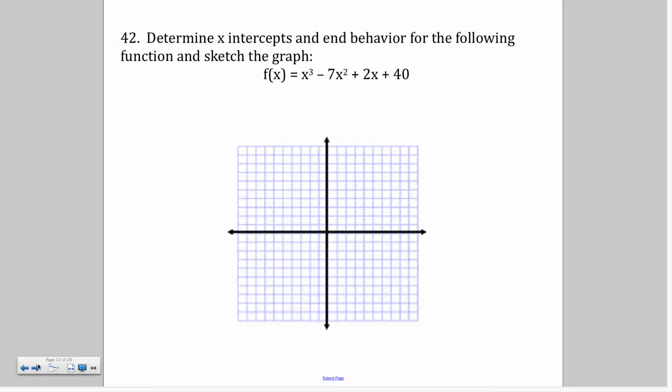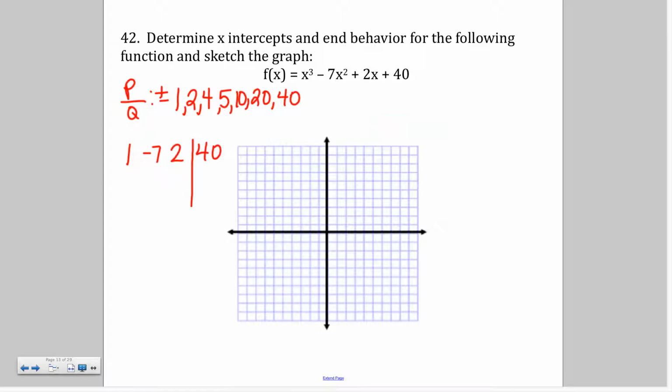So now, moving on. It says determine the x-intercepts and the end behavior. So you're going to have to do P over Q, and then you're going to have to do synthetic division, and we're going to sketch it. Okay? So if I do P over Q, all my P over Q values, I'm going to go ahead and give you are 1, 2, 4, 5, 10, 20, and 40. All right? If I do synthetic division, I have 1, negative 7, 2, and 40.